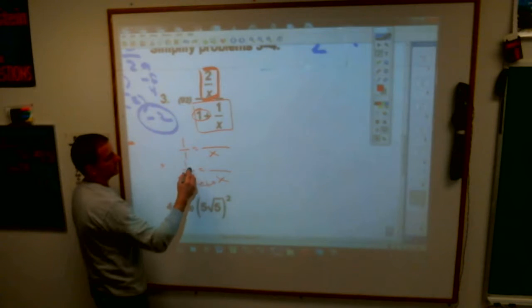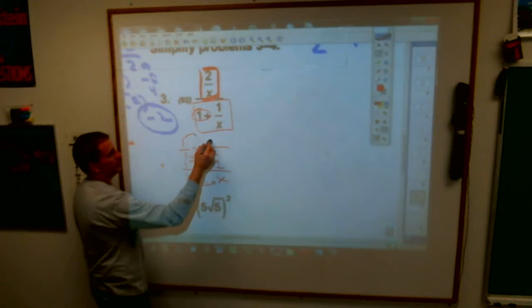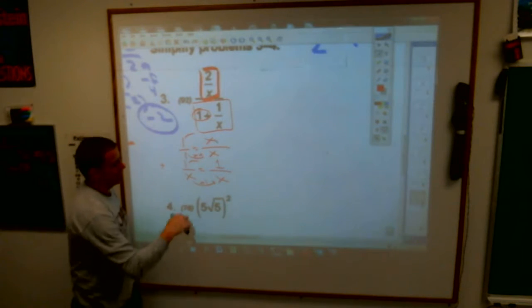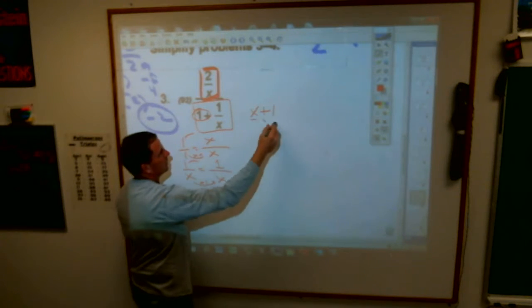X times 1 is x, so you multiply the top by 1. 1 times x is x, so you have to multiply the top by x. What happens when you add them together? You get x plus 1 over x.